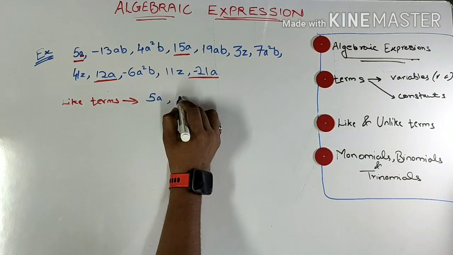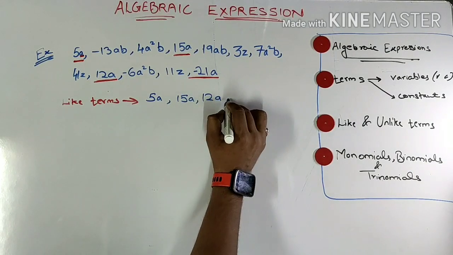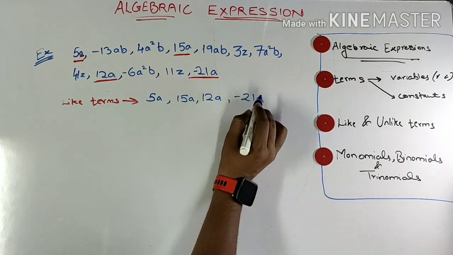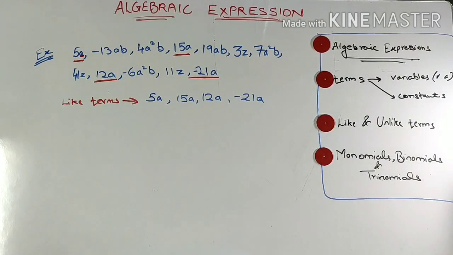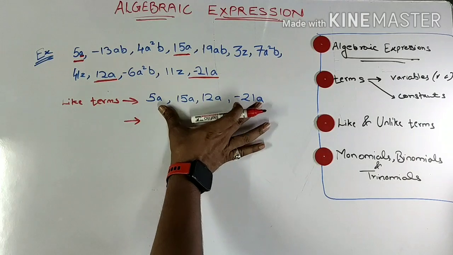So I'll have one group of like terms over here: 5a, 15a, 12a, minus 21a. Make sure that there is no other term having the same variable. So this is my first group.